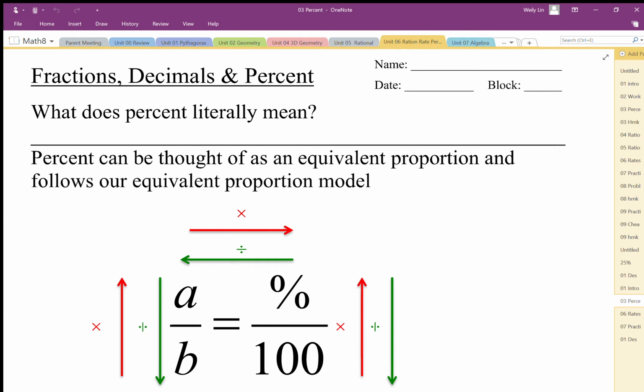Fractions, decimals, and percentages are all very much related to each other. What does percent literally mean? Percent means per is out of, and cent is out of 100. So percent is literally the ratio out of 100.